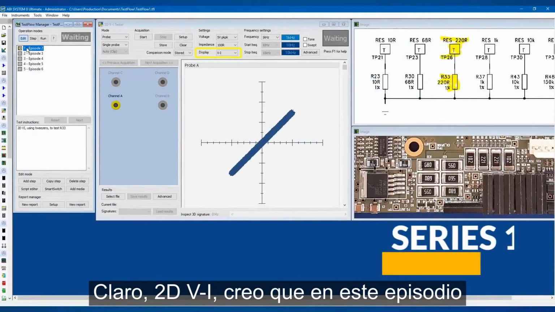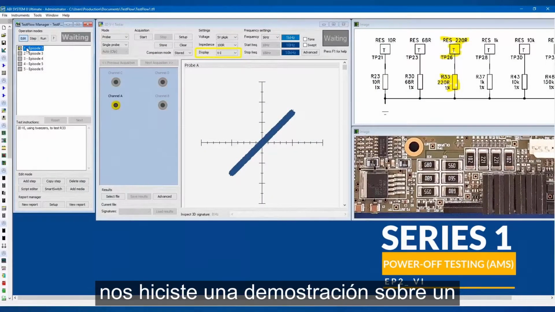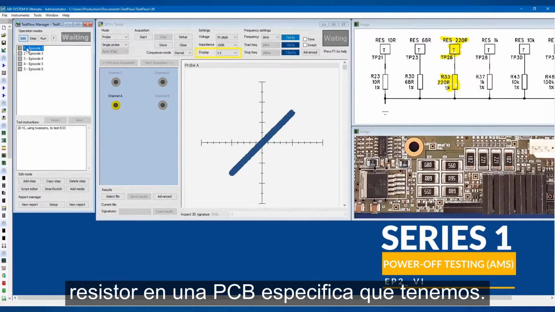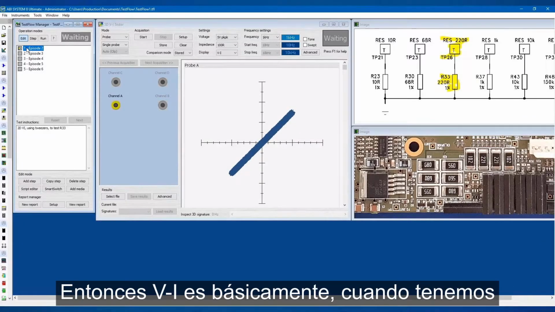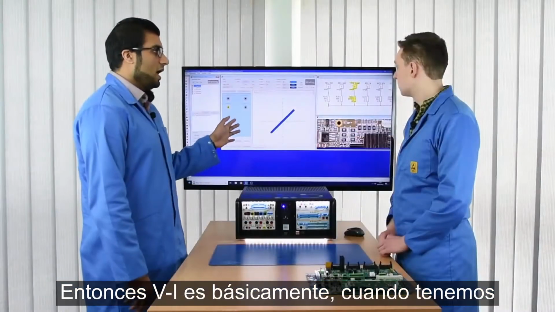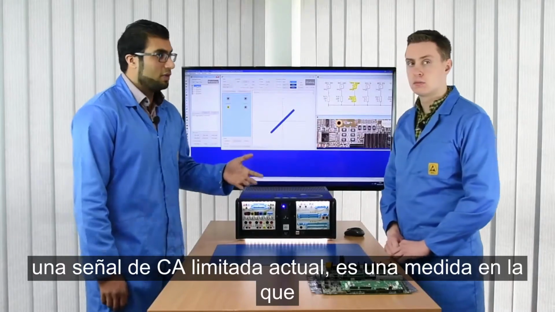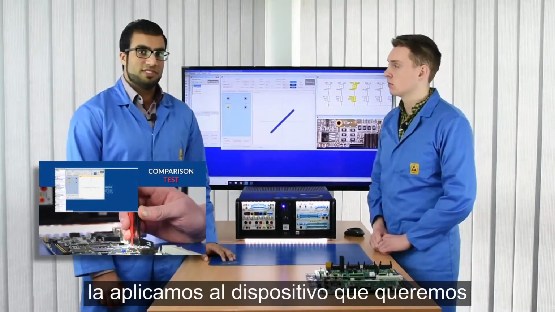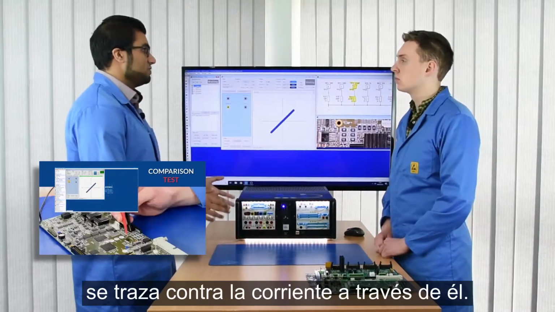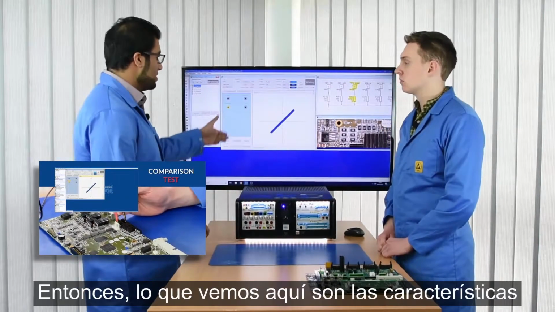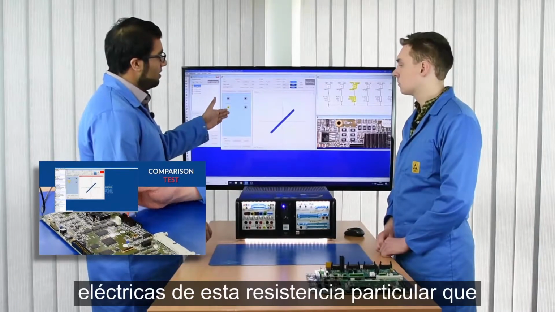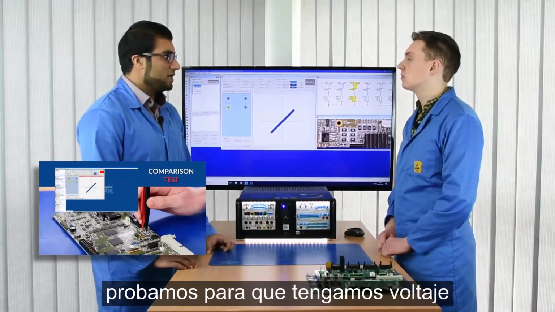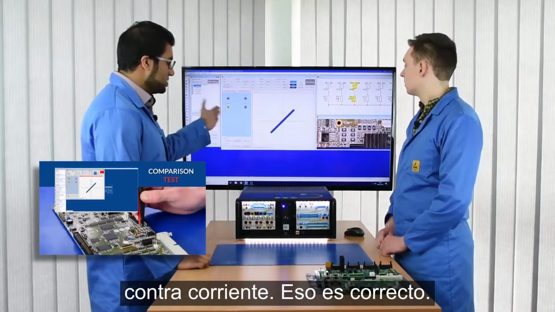Sure, so 2D VI, I think in this episode you demonstrated on a resistor on a specific PCB we had. So VI is basically a measurement where we have a current limited AC signal and we apply this to the device we want to test. The voltage across the device is plotted against the current through it. So what we see here is the electrical characteristics of this particular resistor that we tested. So we have voltage against current.